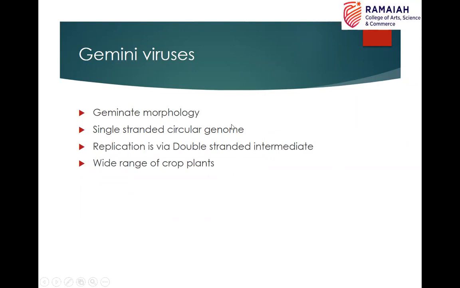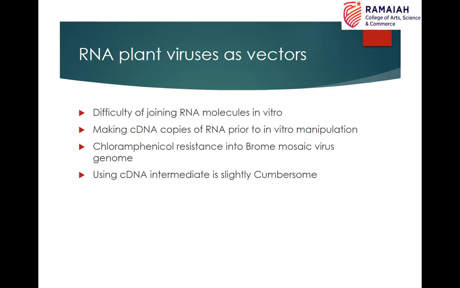One advantageous or attractive feature of these Gemini viruses to use them as cloning vector is that they have a wide range of crop plants. That means when you use these Gemini viruses as cloning vector, the host plant range is very wide because this virus can infect a broad range of plants. So these are the two groups we have discussed about the plant viruses containing DNA as their genetic material and their properties.